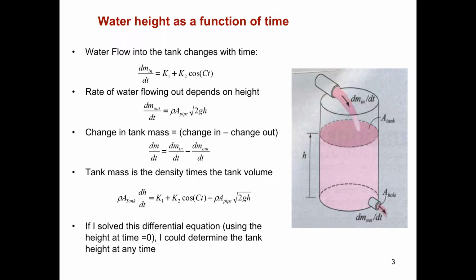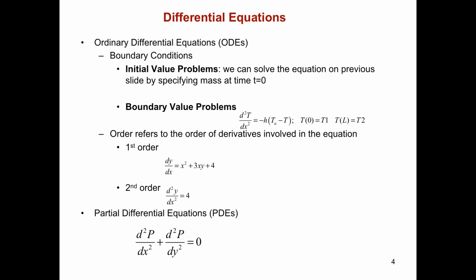Depending on the order, I need some boundary conditions, and I could either have an initial value problem, for instance, this problem from the previous slide. If I give it the initial height at time equal to 0, that together with the equation is enough to solve the problem fully. Otherwise, I don't have a solution. It's kind of plus minus a constant, you know that. So that specifies an initial value problem.